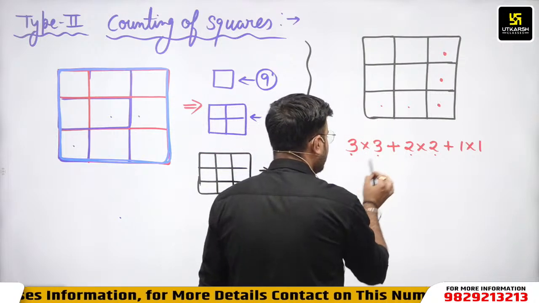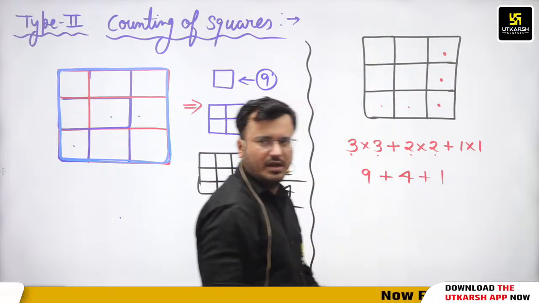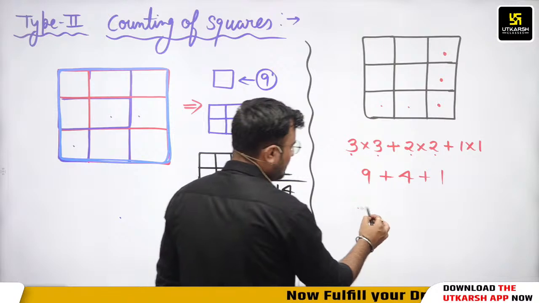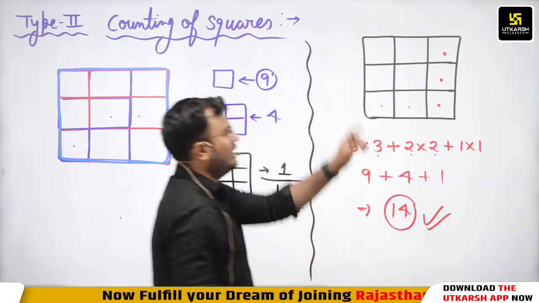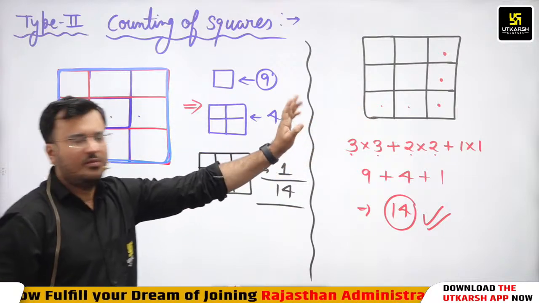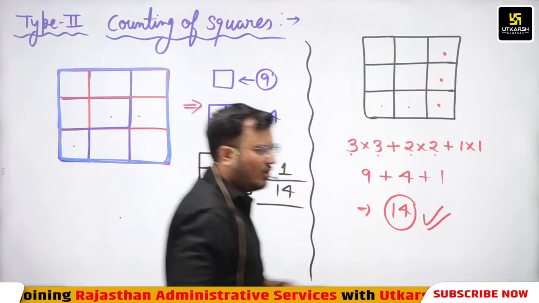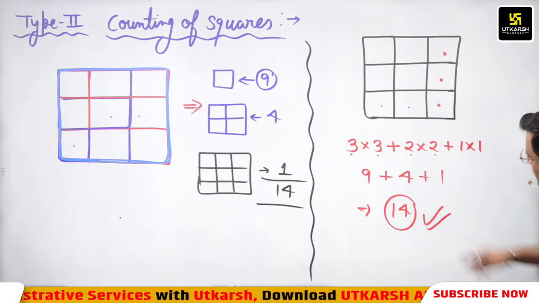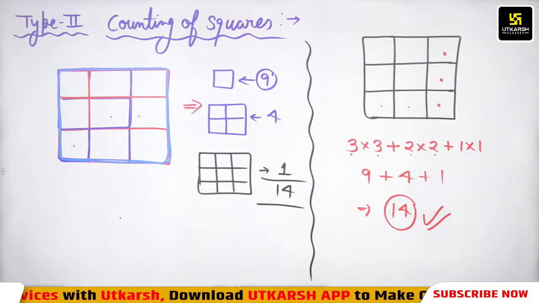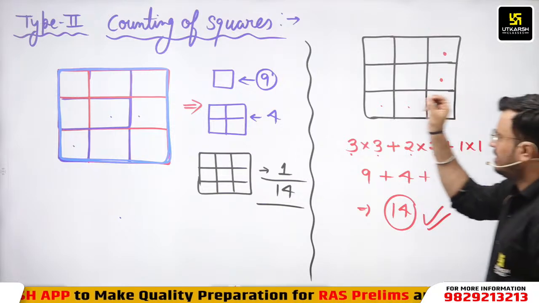Now multiply these numbers: 3 into 3 is 9, 2 into 2 is 4, and 1 into 1 is 1. And add all these numbers, and you will get 14 squares. So in this figure, how many squares are there? Total 14 squares. All types of squares, like small, bigger, biggest, are considered in these 14 squares. So this is the trick by which we can calculate the number of squares in that type of figures.